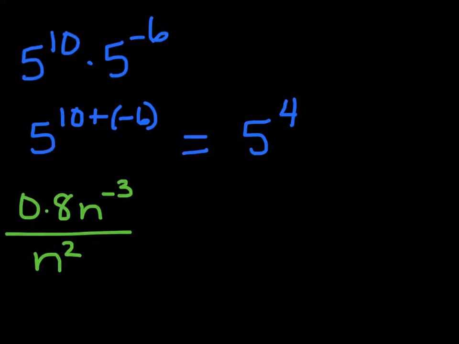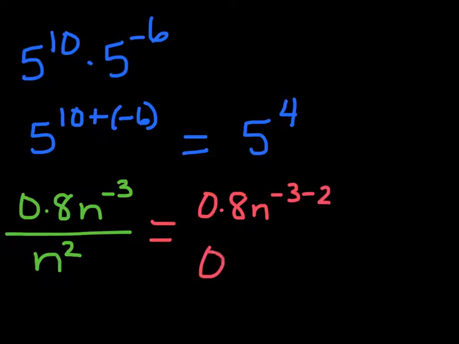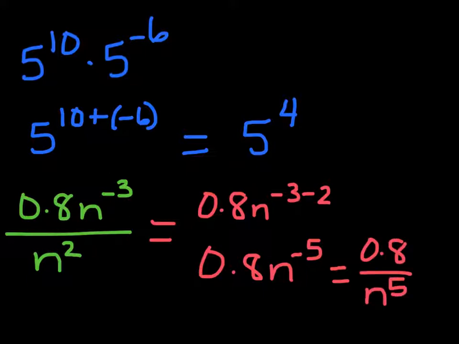Now let's work through this example. 8/10 n to the negative 3rd power divided by n squared. Using the quotient of powers property, we know that we'll take 0.8 times n to the negative 3 minus 2, giving us a final answer of 0.8 or 8/10 n to the negative 5th power. We can rewrite that now in fraction form to get rid of our negative exponent as 0.8 over n to the 5th power.